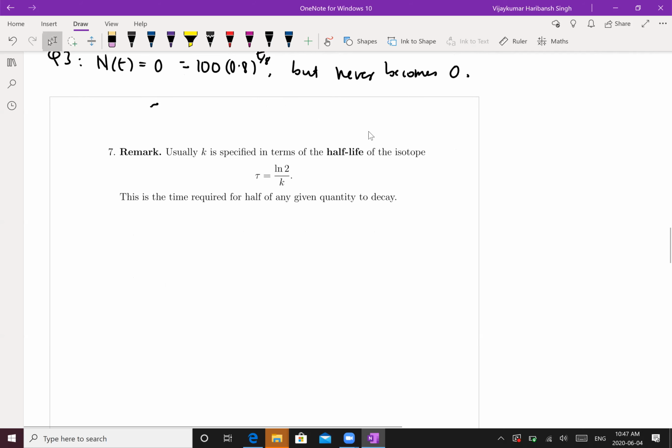So now let's derive that the half-life, if the half-life is tau, then half-life and k are related to each other by the following equation. So why is that the case? So let's look at N of t.